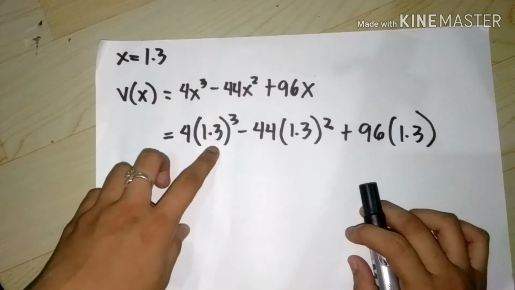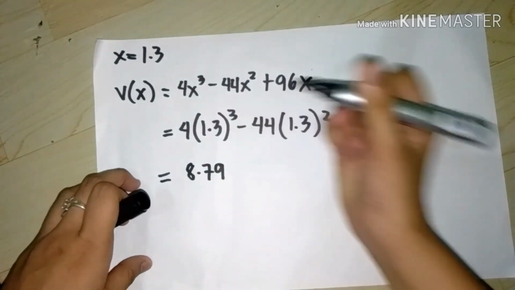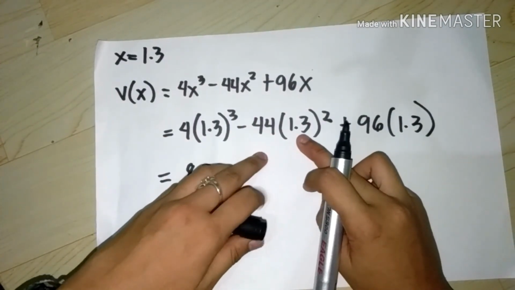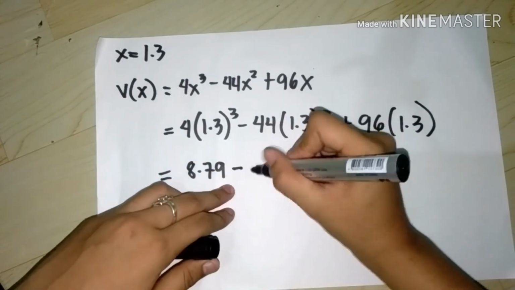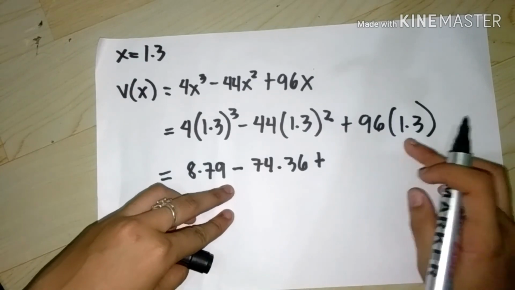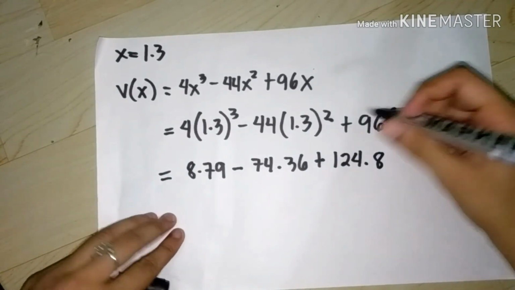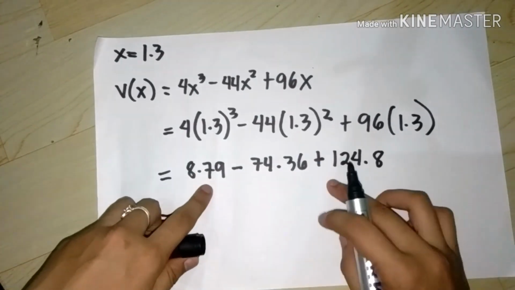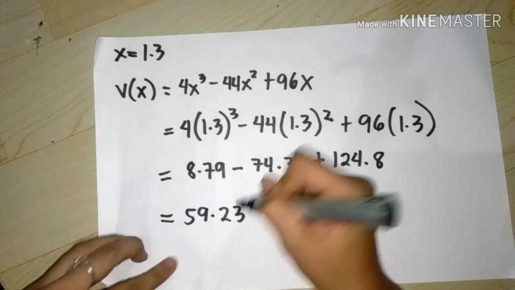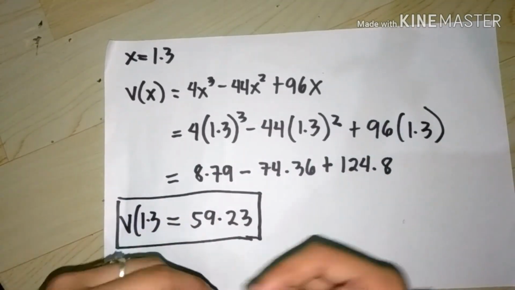The cube of 1.3, times 4, is 8.79. Then 1.3 squared, times 44, is 74.36. And then the last is 96 times 1.3, which is positive 124.8. Calculating all of this, we get 59.23. So this is our answer.